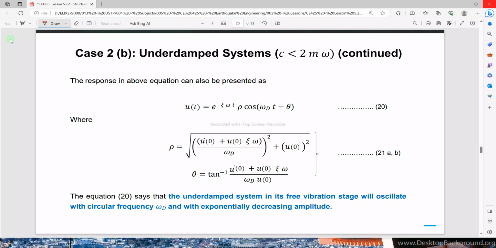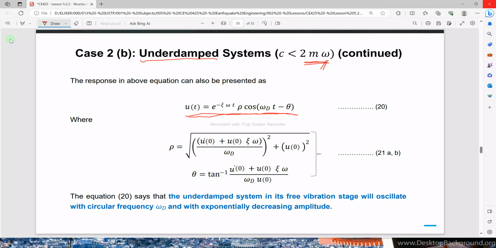And then finally, that equation can be summarized in this formula, the same as with the undamped system. This one we call underdamped. Underdamped is different from undamped. Undamped means there is no damping. Underdamped means that the damping coefficient is less than the critical damping, 2mω. So we can simplify the equation into this one.